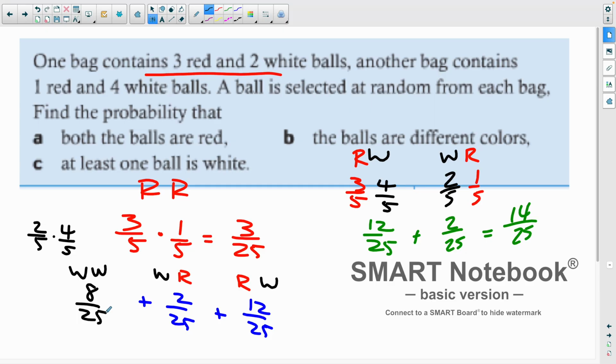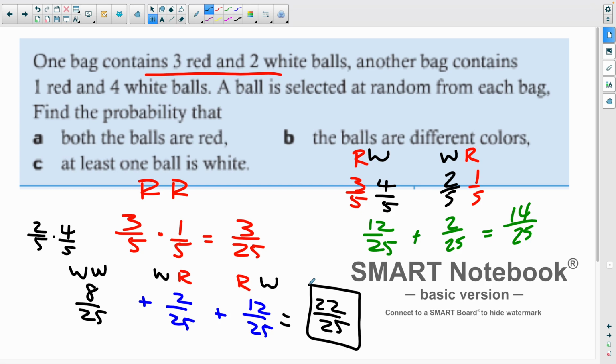So I can add all those up. So that would be 10, that would be 12 more, which would be 22 out of 25. So I have 22 out of 25, or chance, that I'm gonna get at least a white. Alright? Before I move on, is there another way that we could possibly work this?